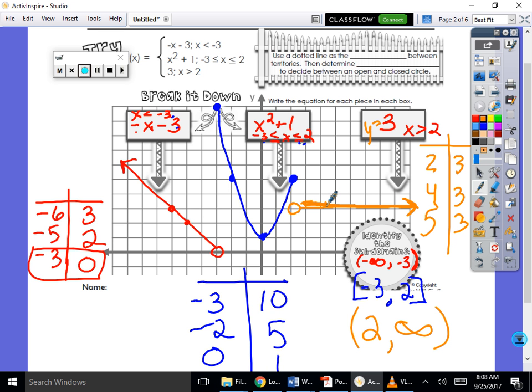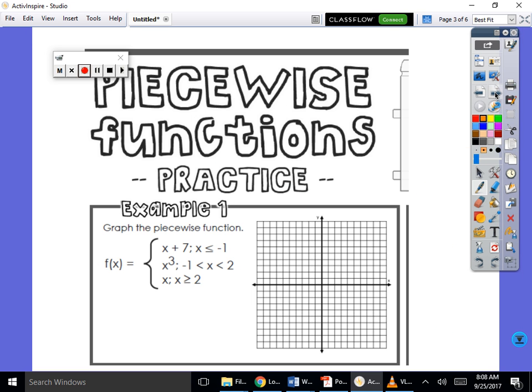Why at 2, 3 is it whole? Because when I look at the information, it's greater than, not greater than or equal to. It has to be equal to for me to fill in the circle. Good? Good question. All right. Let's move on to the next one.